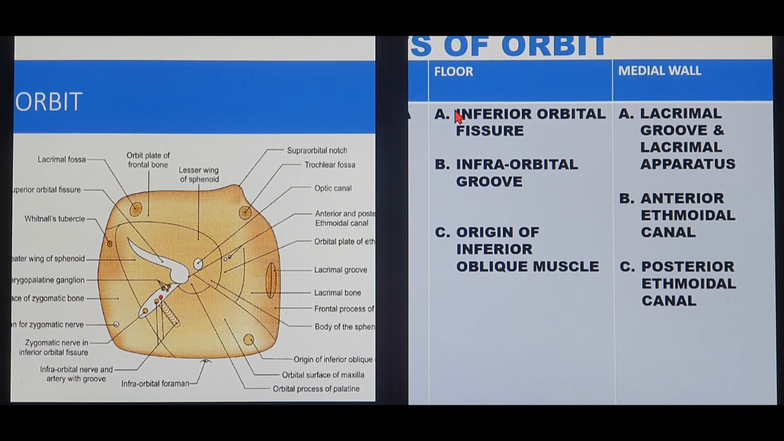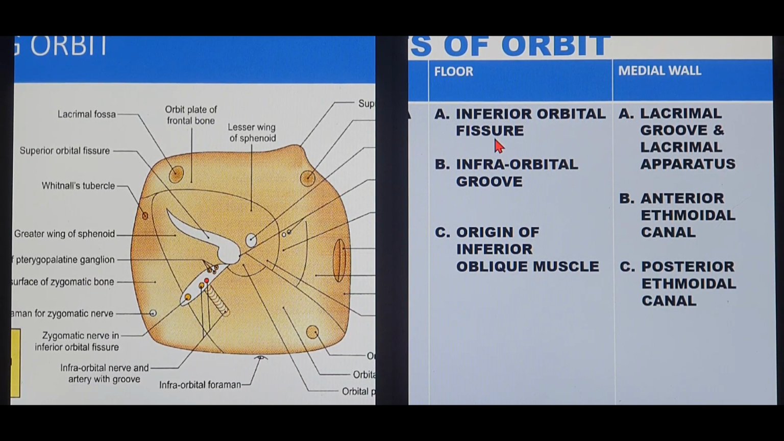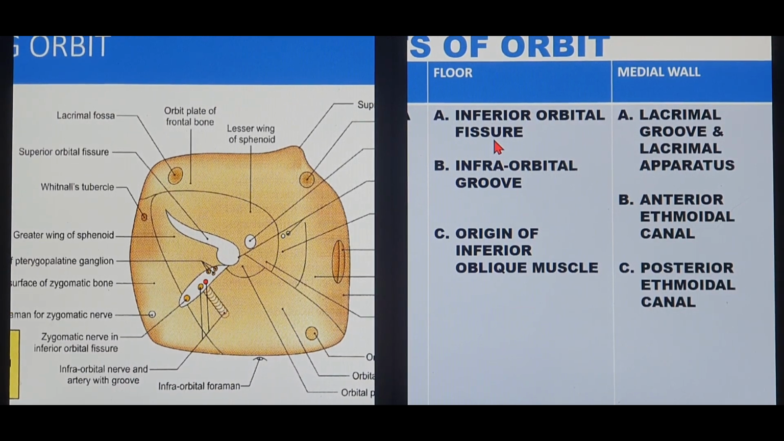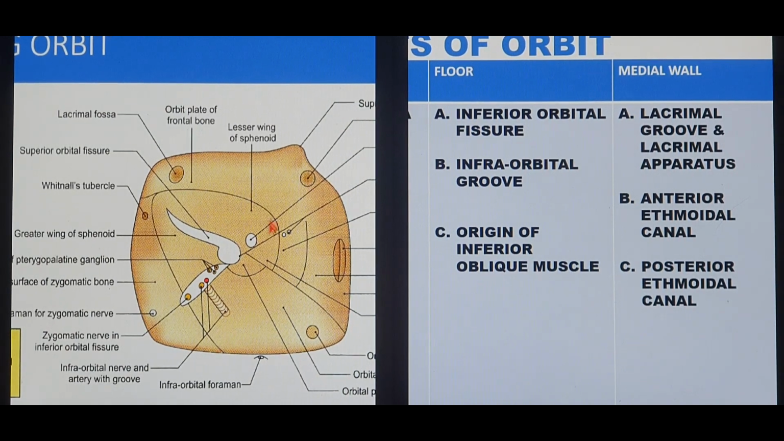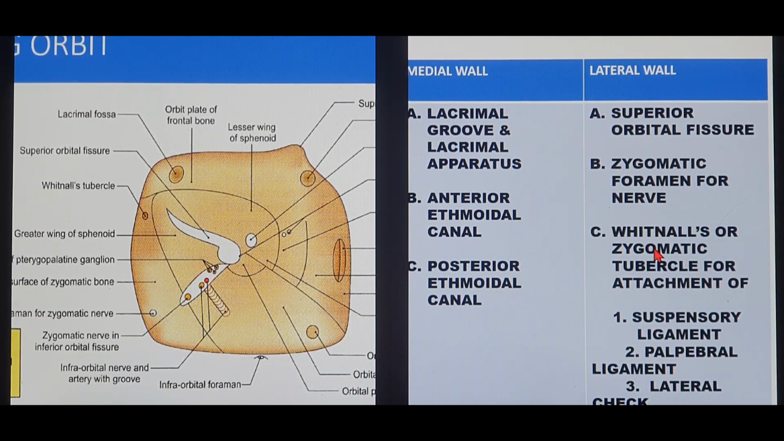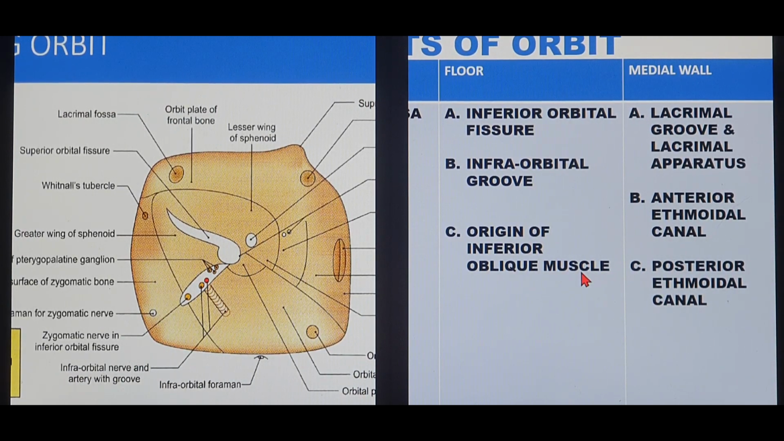Now, the first of the three really important structures on the floor is the inferior orbital fissure. As you can see over here, that's the inferior orbital fissure. It's very simple to remember that the inferior orbital fissure comes under the floor, and nowhere else. So three specific structures in the roof, three specific structures in the floor, three specific structures in the medial wall, and three specific structures in the lateral wall. So we have three structures on each wall. That's a rule of three. You have to remember, you're going to find three structures on each wall.